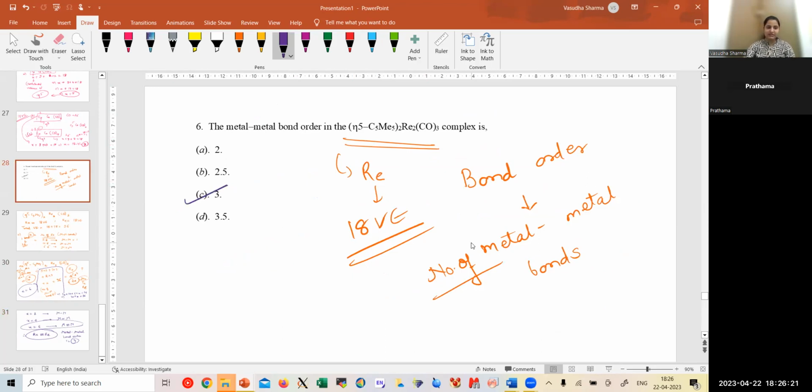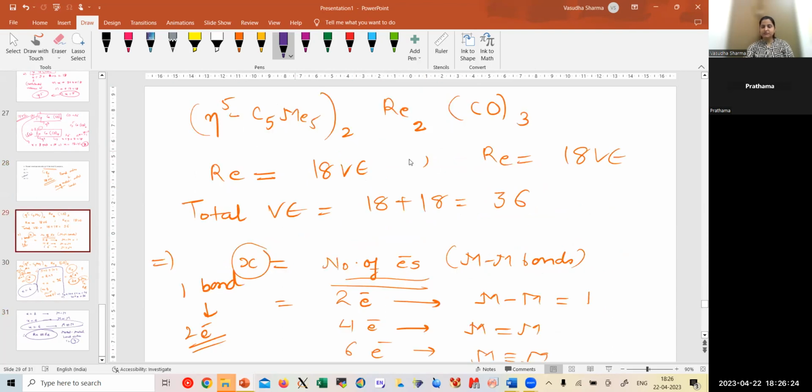So I will explain it again. Here we have this complex, and we already know that rhenium is 18 valence electrons. So both the rheniums are making an 18 valence electron complex. So the total valence now becomes 36. While calculating the metal-metal bond order, you need to consider the total valence. You cannot start with a single 18 valence electrons, because that is not going to form any bond with the metal, as you are only considering one metal. For the metal-metal bond, you need to consider both the metals. That is why the total valence electron count has to be used.